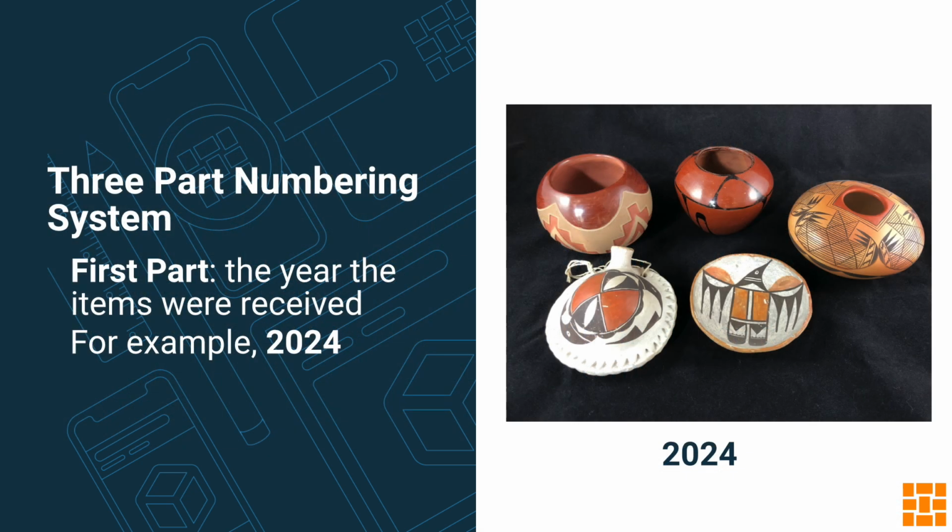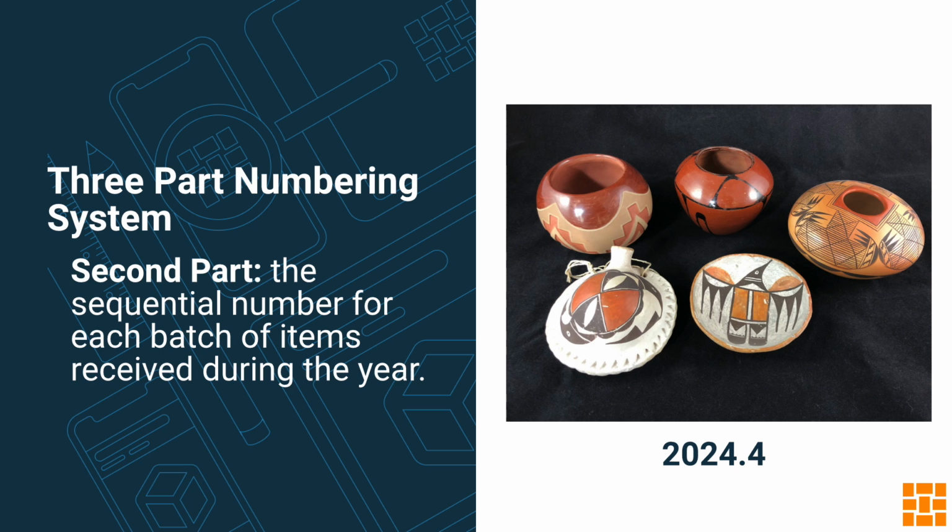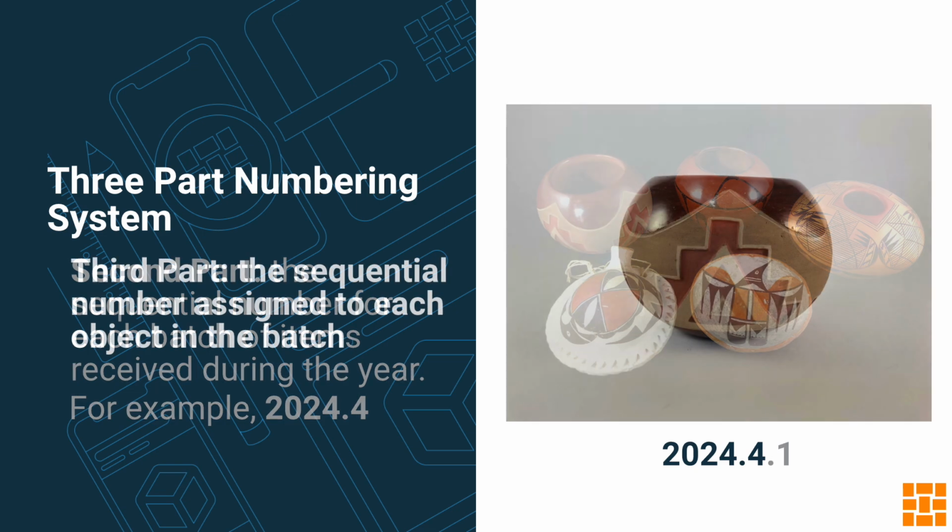By default, CatalogIt uses a three-part numbering system. This system is one of the most common and widely used numbering systems for museums. The first part is the year that the items were acquired. The second is a sequential batch. For example, the fourth accession of 2024 would be assigned 2024.4. And then the fifth would be assigned 2024.5, and so on from there. These two numbers create the accession number.